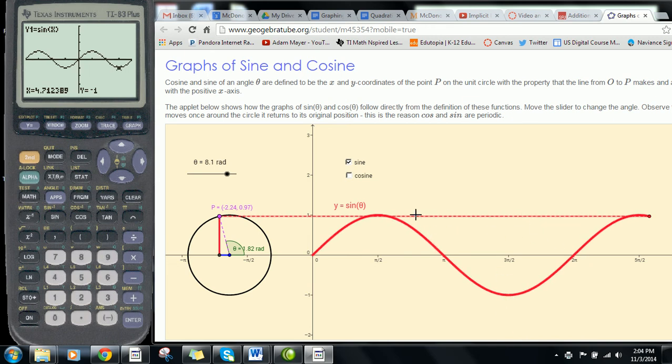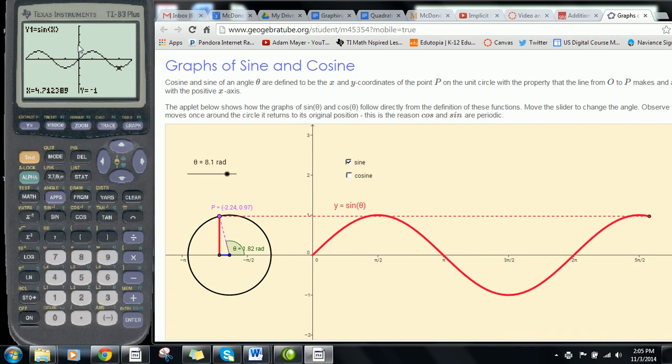Here's y equals 1, and then down here is y equals negative 1, right? 1, negative 1. So the sine and cosine, as functions, are kind of caught between, as far as their outputs or their range, negative 1 and 1, including 1 and negative 1.